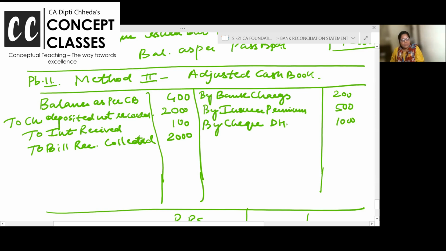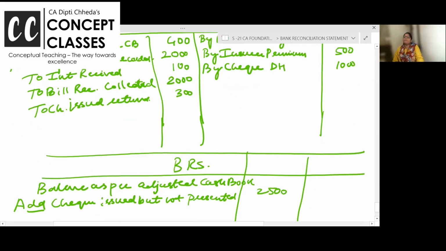Check is issued, returned on technical grounds. Okay, when the check was issued we credited, so now debit. Check issued, returned, debit. Wrong debit given by bank in the passbook. It is the bank's mistake. Super problem. This is all varieties covered. You star mark this 11th problem. Do it by both the methods. Your syllabus is over like that. Our mistake, bank mistake, timing difference, everything has come. Wrong debit by the bank.